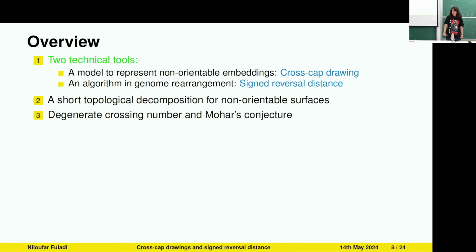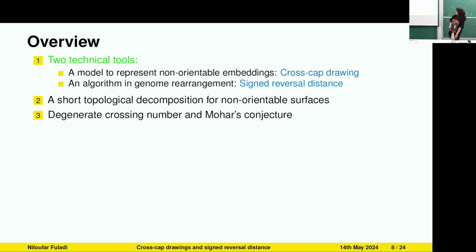So let me tell you what I'm going to tell you in the rest of the talk. The first thing that you're going to see are two main technical tools. The first one is a model to represent graphs embedded on non-orientable surfaces, which is called cross-cap drawings. And the second one is an algorithm from genome rearrangement, the sign reversal distance, the title of the talk. And then I'm going to talk about the first problem regarding decompositions, short decompositions for non-orientable surfaces, and then degenerate crossing number and Mohar's conjecture. These are the two problems that I use the two tools to solve.